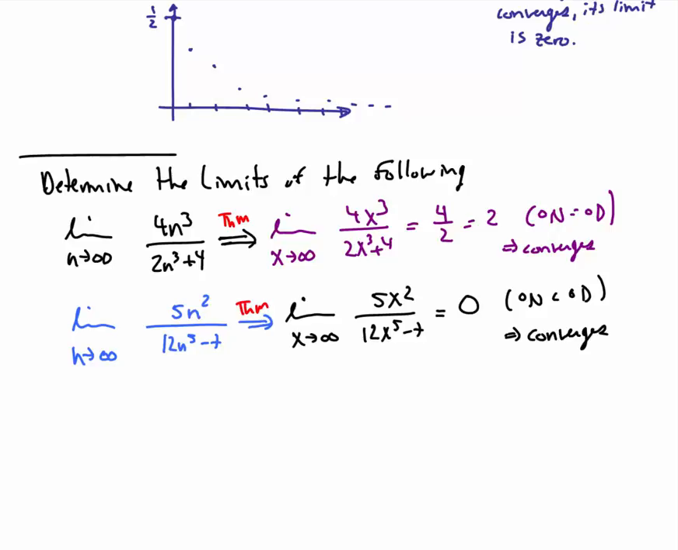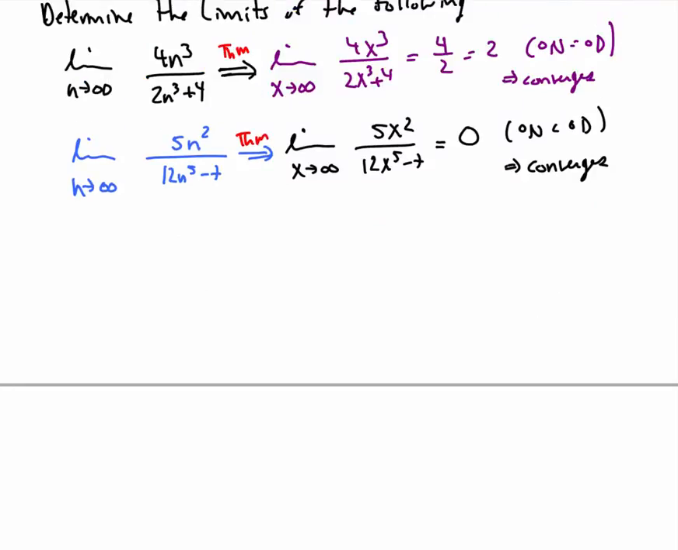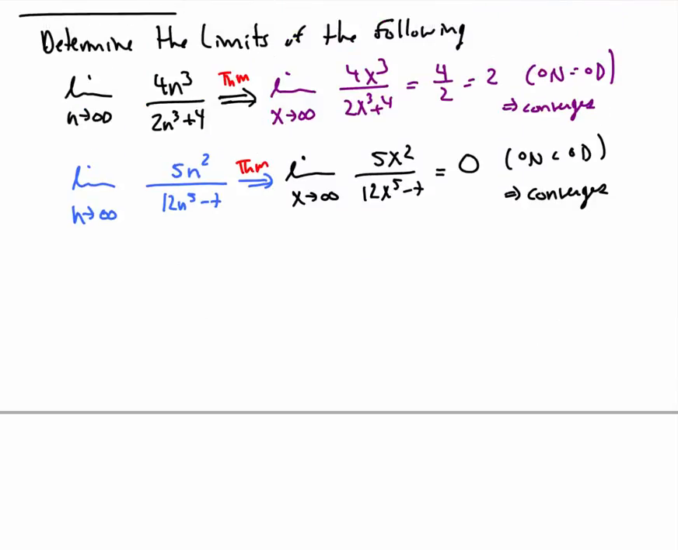Now if you don't remember the shortcut rules, you can go through and divide through by the highest power of the exponent in the denominator. That was where these rules came from back in Calc 1. Let's look at another one.